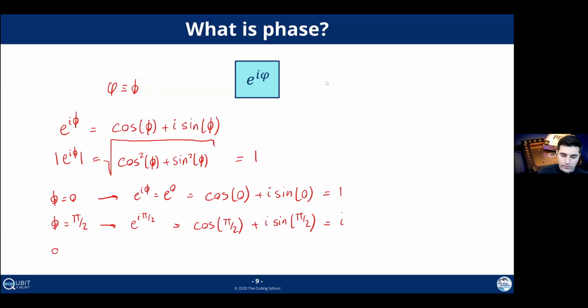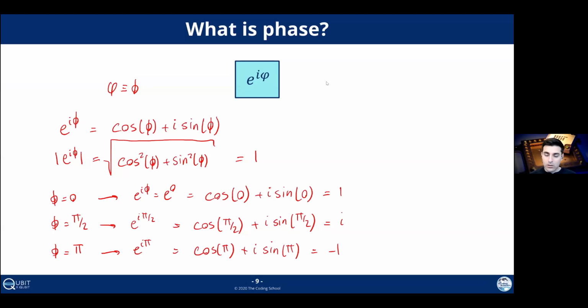So let's say, what if phi is equal to pi, or 180 degrees? So e to the i pi would be equal to cosine of pi plus i sine of pi. And again, here pi radians is 180 degrees. Cosine of pi, or again cosine of 180, is -1, and then the sine of pi is just 0.